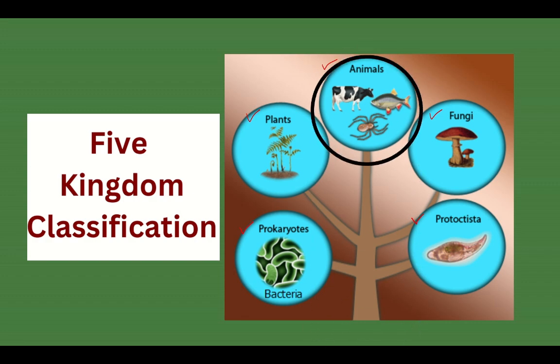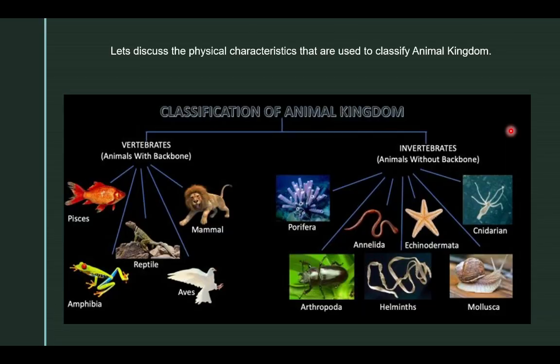In today's lesson, we will focus on the largest kingdom, that is Kingdom Animal. The physical characteristics that are used to classify Animal Kingdom. Animal Kingdom is further divided into two groups. One is called vertebrates and the other one is called invertebrates. As we know, vertebrates are the animals with the backbone and invertebrates are those animals which are without backbone.